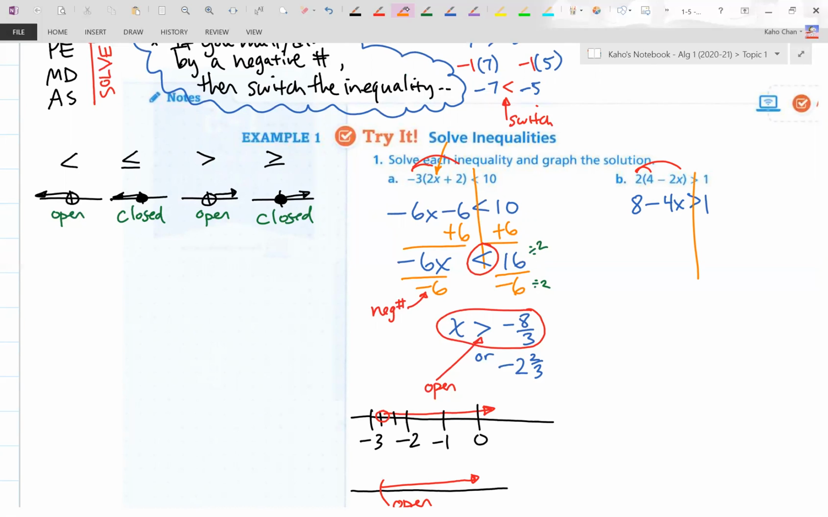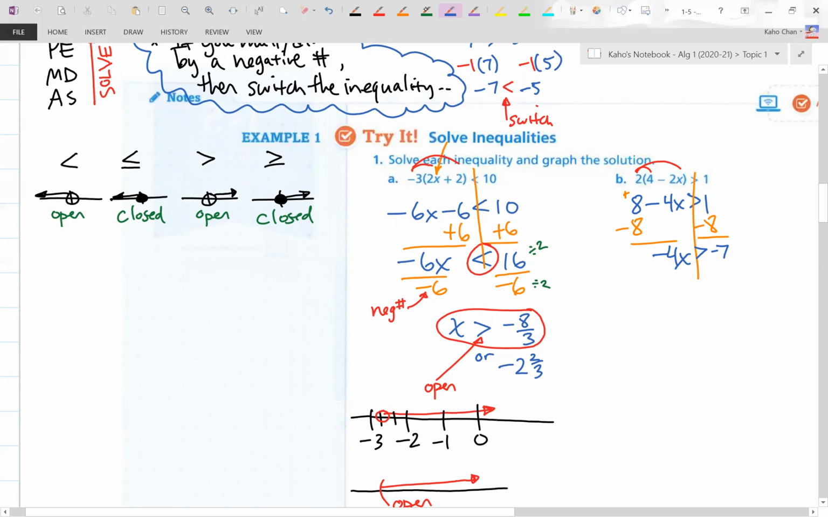Undo operations and solve. Variable is x. 4 is multiplying with it. We don't want to deal with that. 8, however, has a positive sign in front. I'm going to subtract 8 from both sides. Negative 4x is greater than, now be careful here, 1 minus 8 is opposite sign, subtract, carry the sign. 7, and the sign is attached to the bigger number, so it's negative.